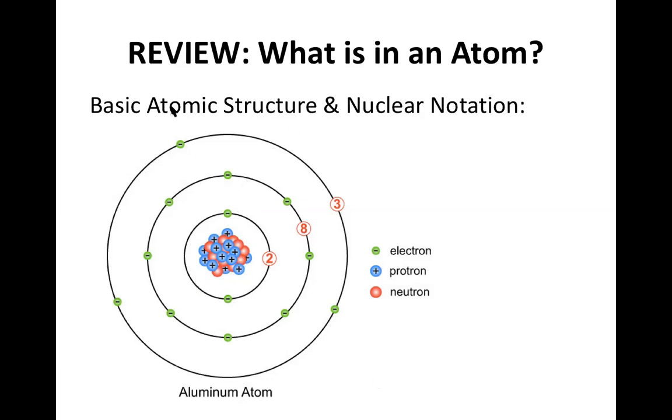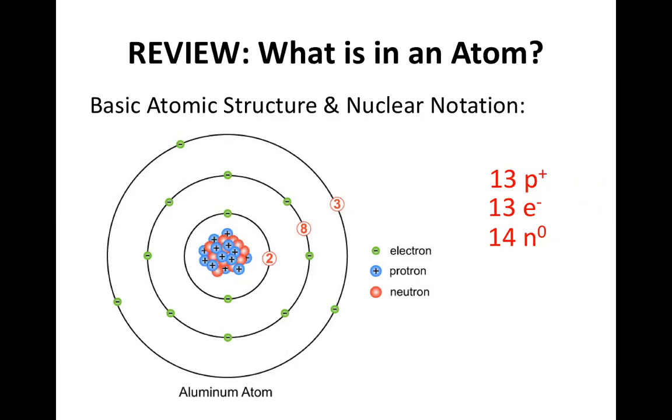And if we just look at a model of this element, we can tally these up. We can see 13 protons, 13 electrons, and 14 neutrons. The fact that the number of protons and electrons are equal tells us that this is neutrally charged. It's not positively or negatively charged. It's not an ion, it's just an atom. And then the 14 neutrons and 13 protons are located inside.